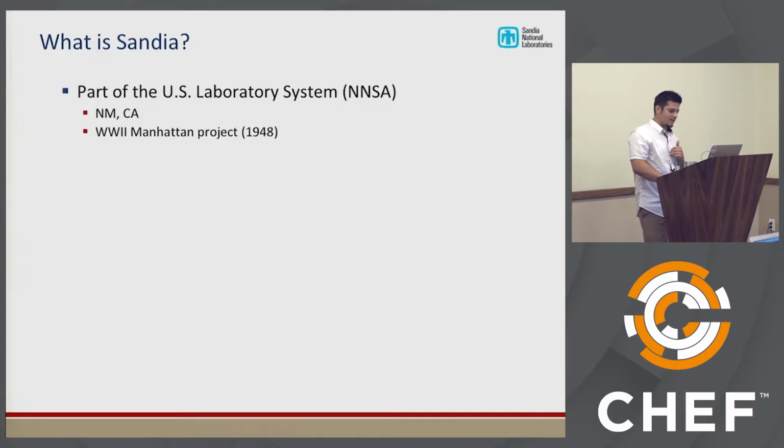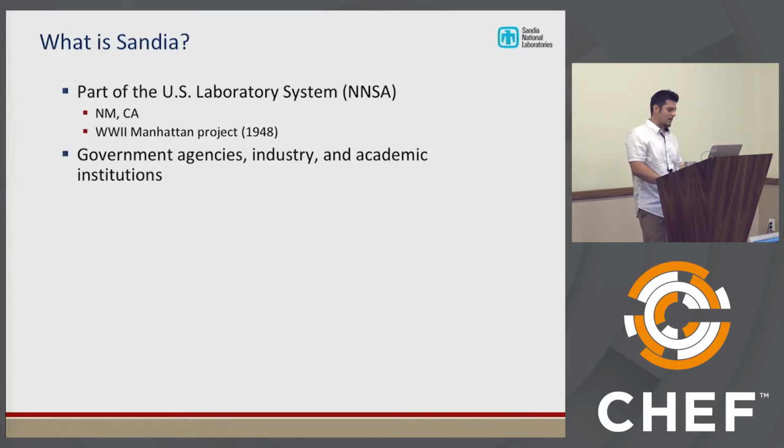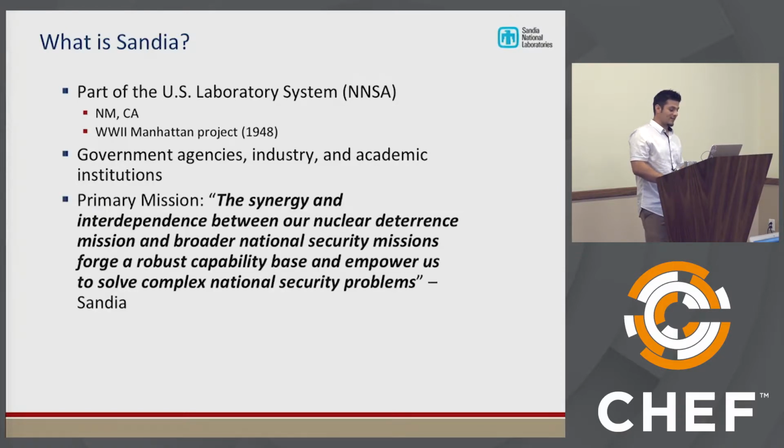Started in 1948. We mainly work with government agencies, also industry and other academic institutions. Our primary mission: the synergy and interdependence between our nuclear deterrence mission and broader national security missions forge a robust capability base and empower us to solve complex national security problems. Rolls right off the tongue. So easy to say. What does that really mean? That means that our missions basically support national security. And that whole message was brought to you by Control-C, Control-V.